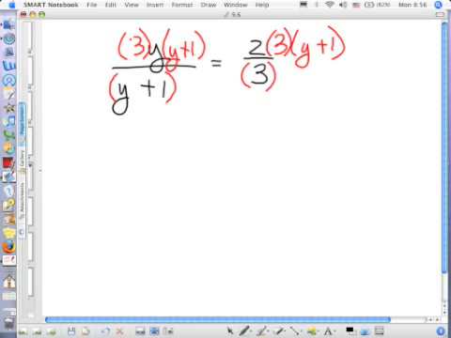Now, the whole purpose of this is to cancel out the fractions, okay? So whatever you multiply by one term, you have to multiply by all terms. So what we have left here is 3y. And on the other side, my 3's cancel, so I have to distribute a 2, correct?